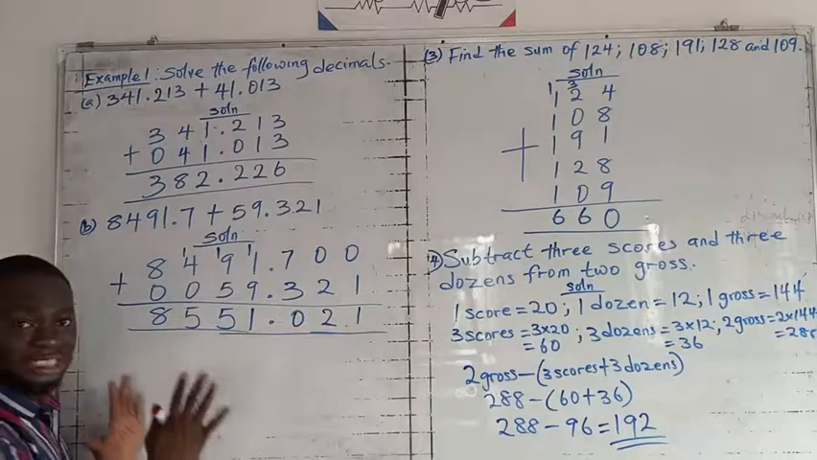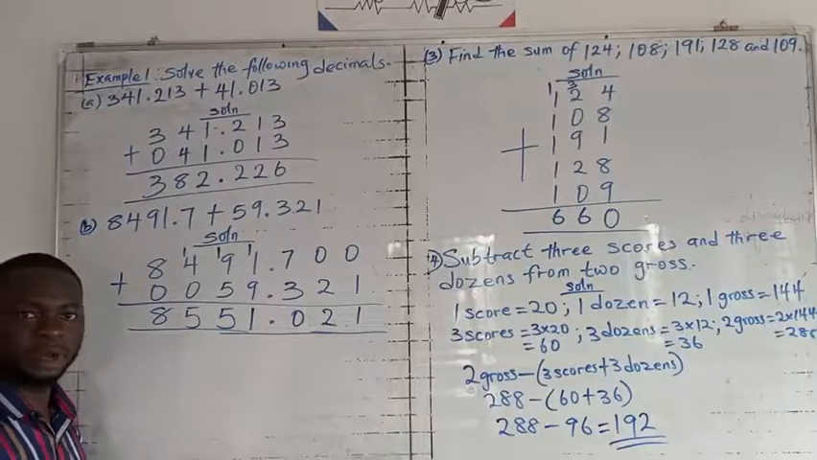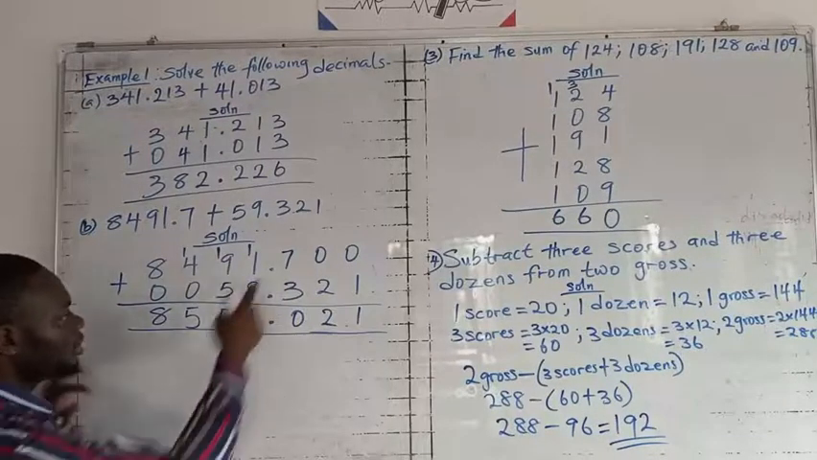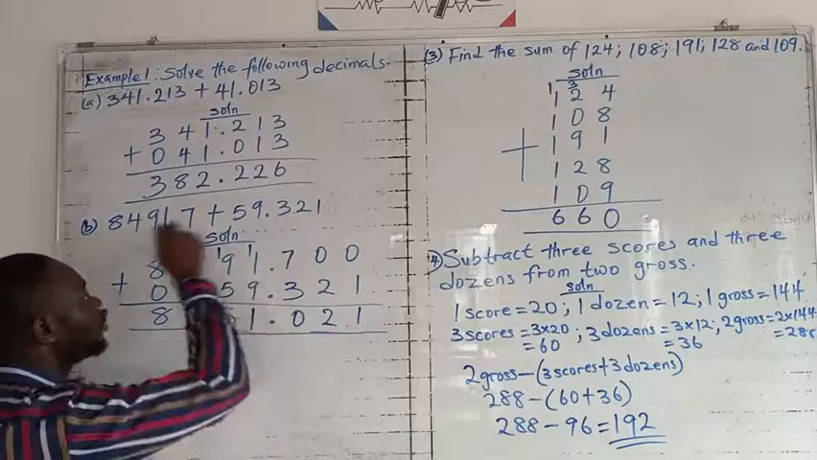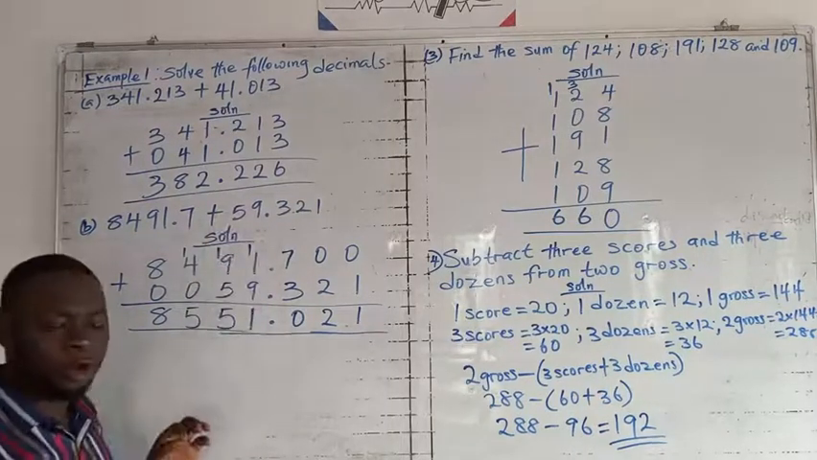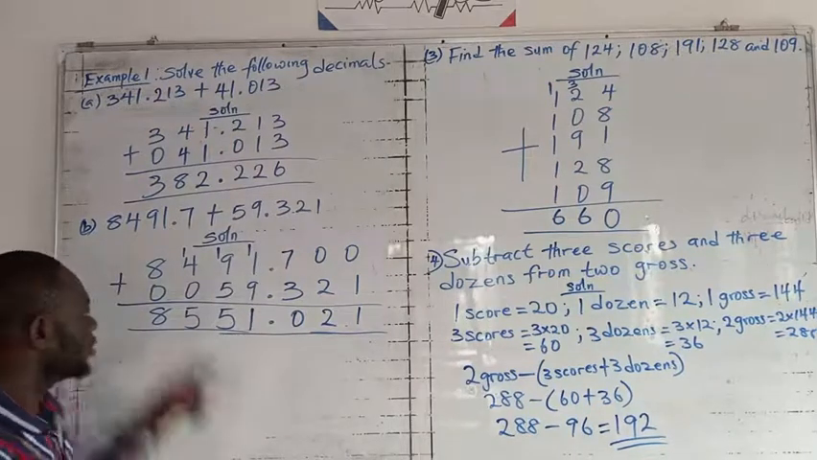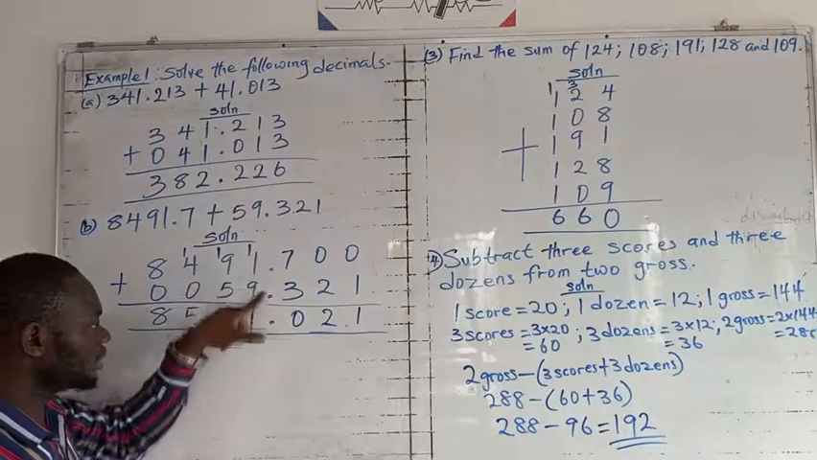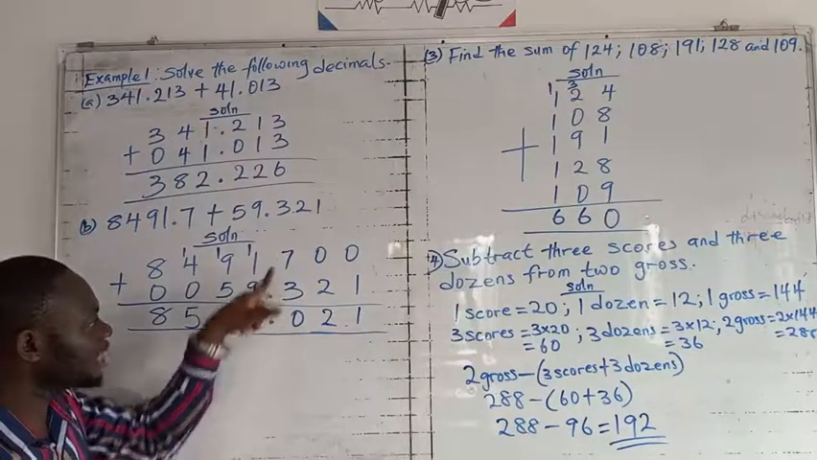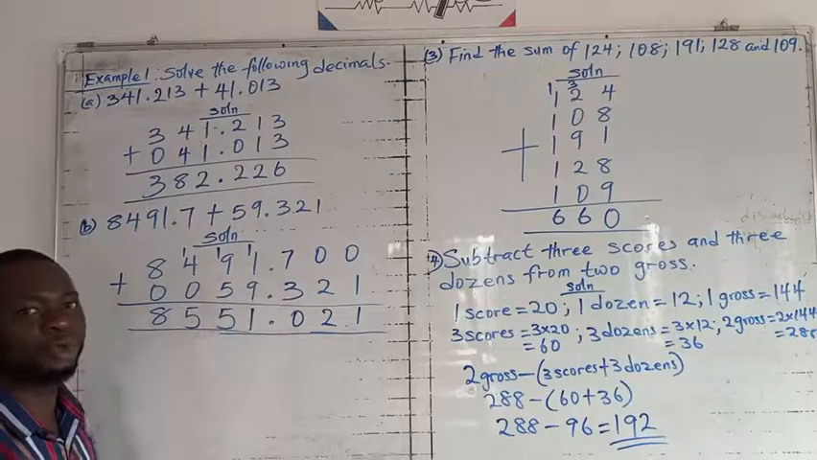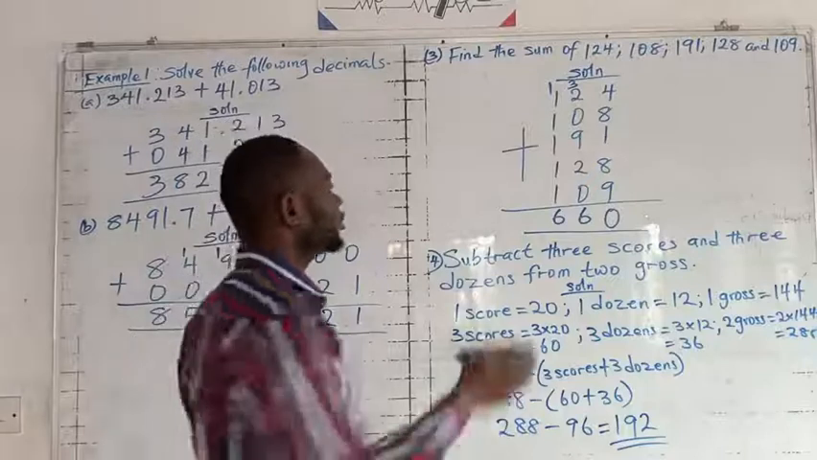8,551.021. Are you seeing the arrangement? The idea is in the arrangement. Okay? Arrange properly. Remember that your decimal points must be on the same line, and your place values are also in consideration of the arrangement. Decimal under decimal, then the number immediately after the decimal point under the number immediately after the decimal point. Alright? Okay, let's look at this example number 3.